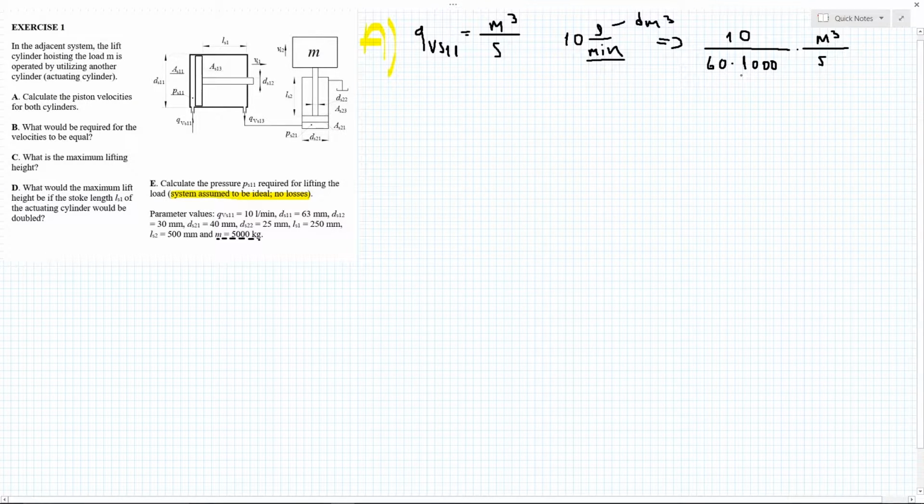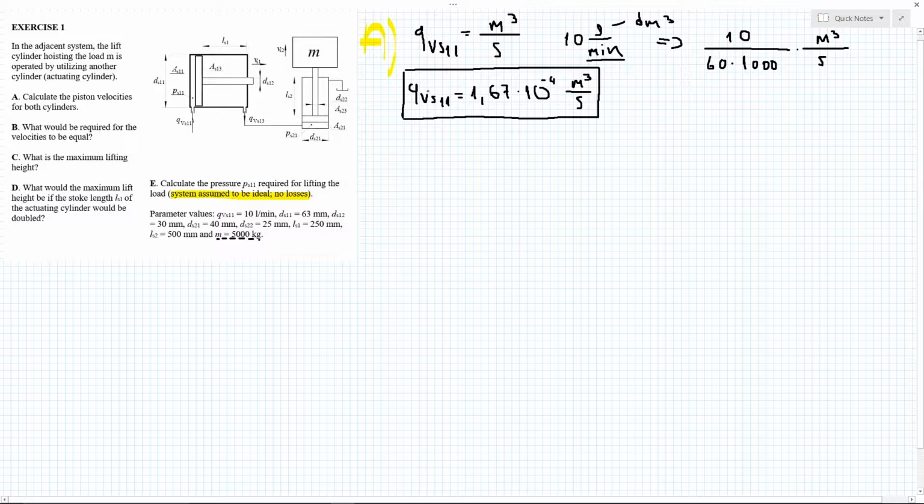Take out your calculator and calculate this for me. So the flow in meters cubed per second is going to be 1.67 times 10 to the minus 4 meters cubed per second. Okay. Now we have the flow in meters cubed per second.